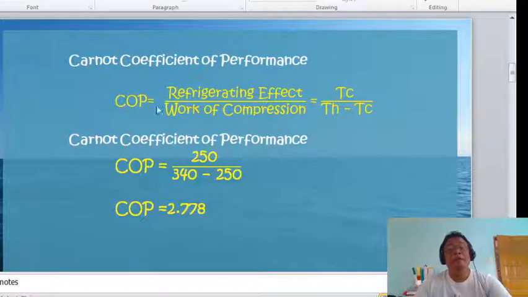So the COP now is equal to 250, which is already given, divided by 340 minus 250. So the coefficient of performance now, class, is 2.778. Take note, class, that this COP is also related to EER or the energy efficiency ratio.